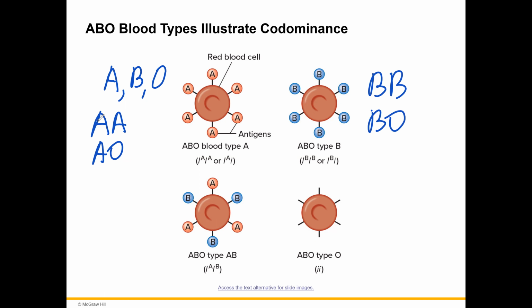So let's say you get A from mom, A from dad, then your genotype is AA. If you get A from mom and O from dad, you are AO, you are still type A, because O is recessive. But if you are type O, you can only be OO. But look over here, if you get A from mom and B from dad, neither one is dominant over the other, they are codominant. So your blood type is AB. This is the example of codominance.